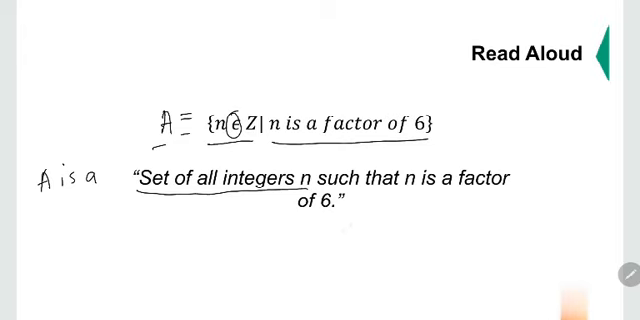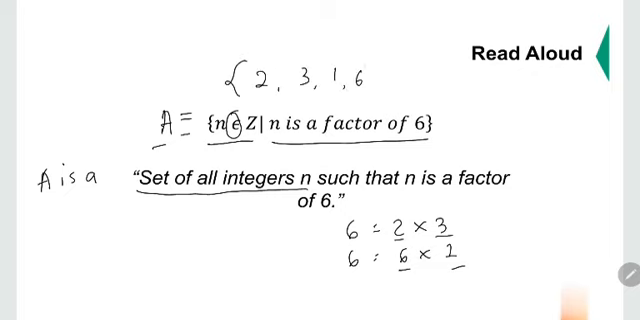What do you mean by factor, sir? Oh, ito mga numbers na factor ng 6. Pag minultiply mo sila, they are equal to 6. 2, 3, 6, and 1. So this set, if you write it using the set roster, oh, ganito siya, di ba?